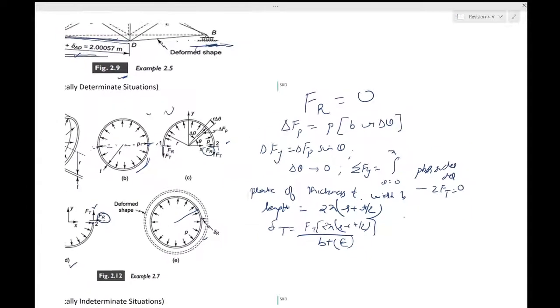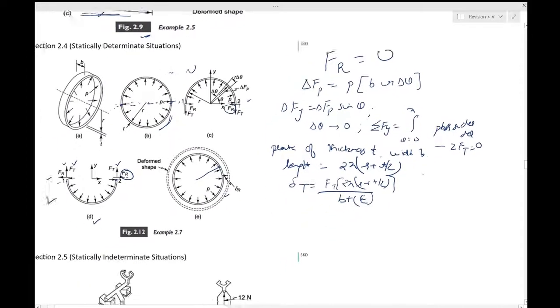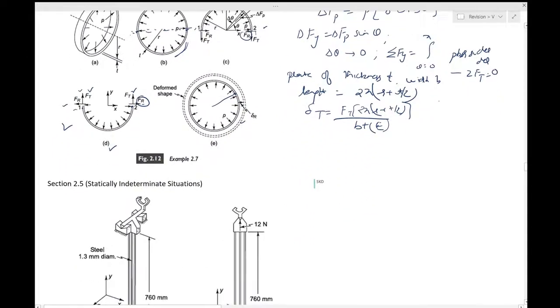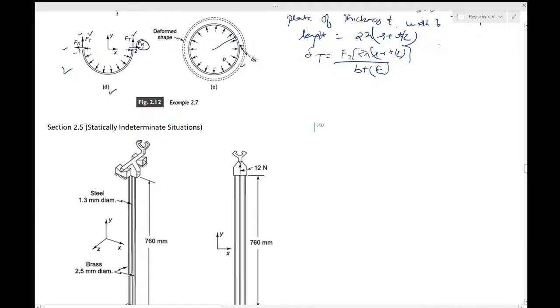Okay, so this was a good practical example for us. So now in the next class we'll begin with statically indeterminate solutions. So see you then.